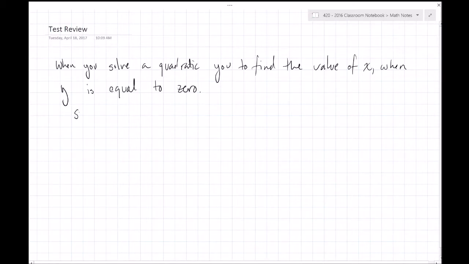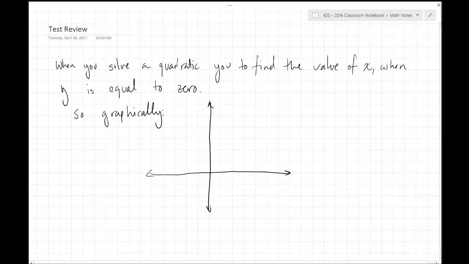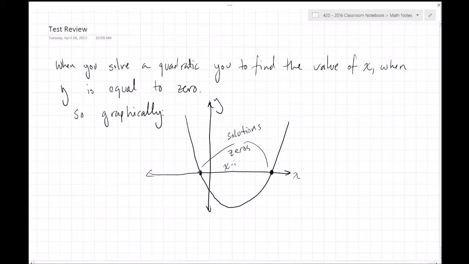So graphically, you are trying to find the values of x where the parabola crosses the x-axis. So if it was like this, these points are the solutions, or the zeros, or the x-intercepts. Those are the points we're trying to find.